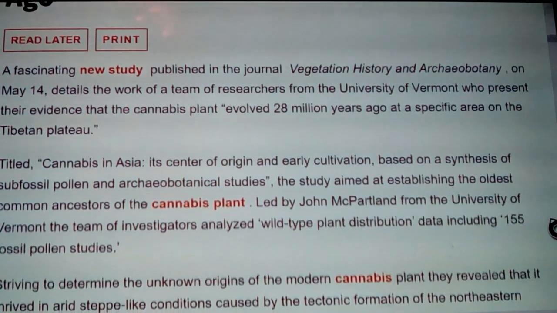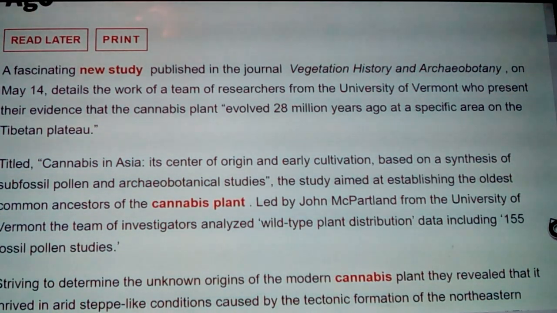A fascinating new study published in the Journal of Vegetation and History and Archaeobotany on May 14th details the work of a team of researchers from the University of Vermont who presented their evidence that the cannabis plant evolved 28 million years ago at a specific area in the Tibetan plateau. Now, this is done by paleobotanists.